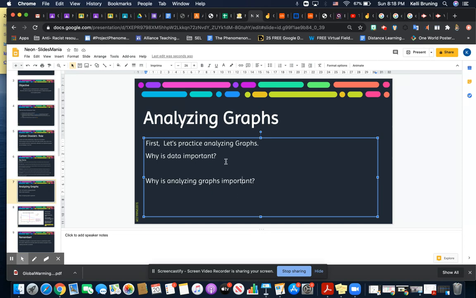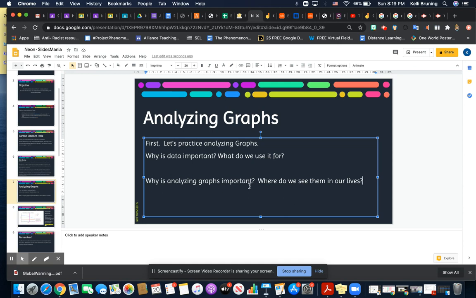graphs is important. So I want you guys to think, why is data important? What do we use it for? Why is analyzing graphs important? Where do we see them? Think about when you watch the news, or if you see the news with your parents. Think about if you go to the doctor. Think about your math class. Why is analyzing graphs important? And why do we think data is important?